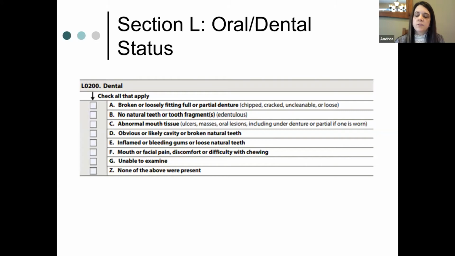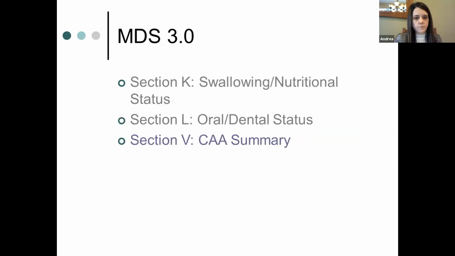So if during my interview with the resident, they tell me that they've had any mouth or facial pain or discomfort or difficulty with chewing, point F there should be triggered on the MDS. And so I either go in there and code that myself and let the nurse know, and then I document that in my assessment, or make sure I let the nurse know that should be marked on the MDS.